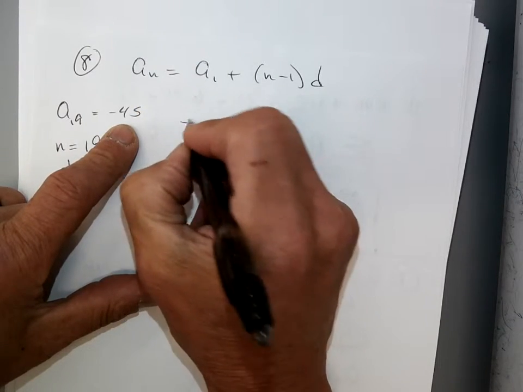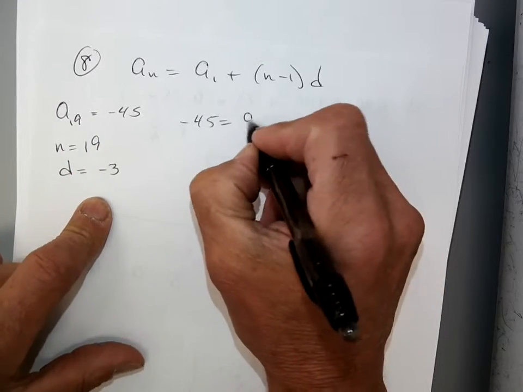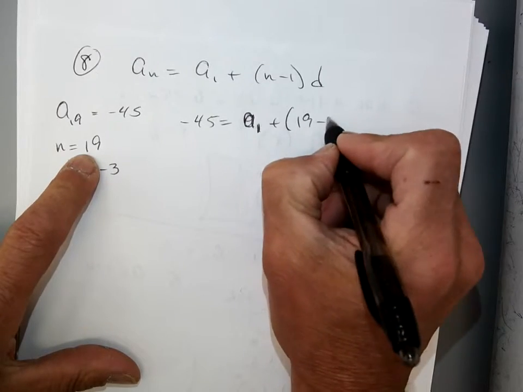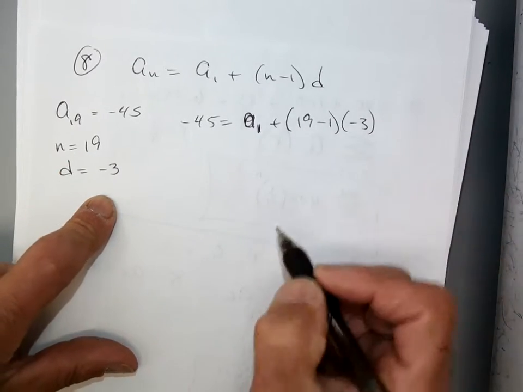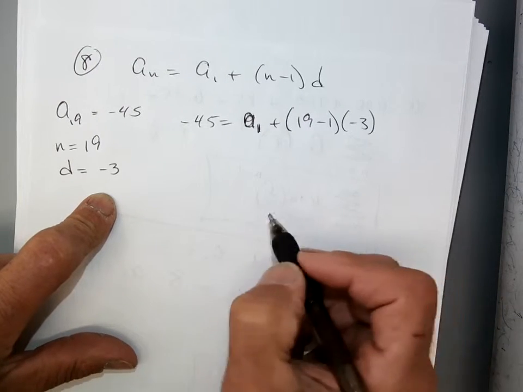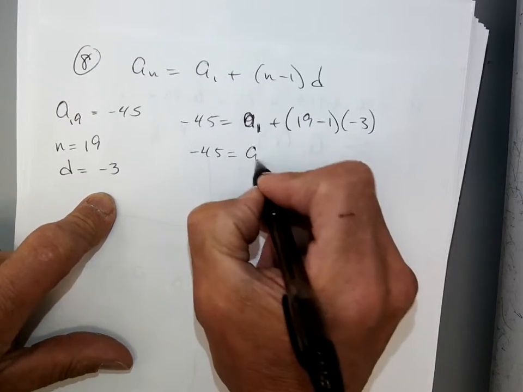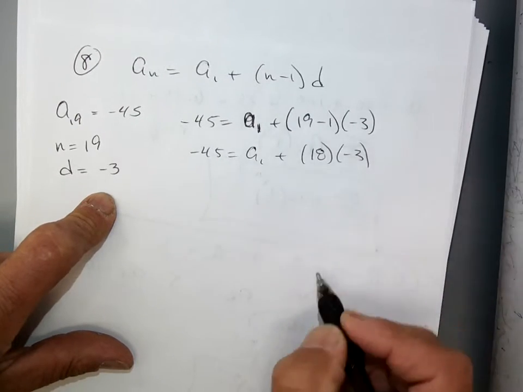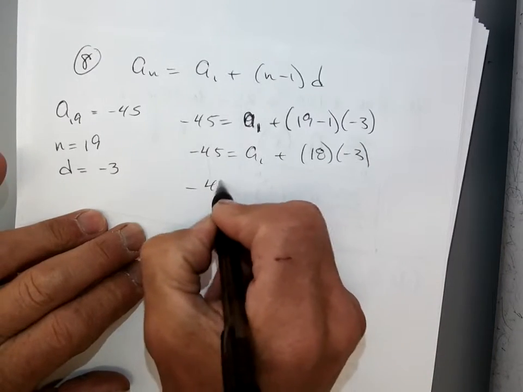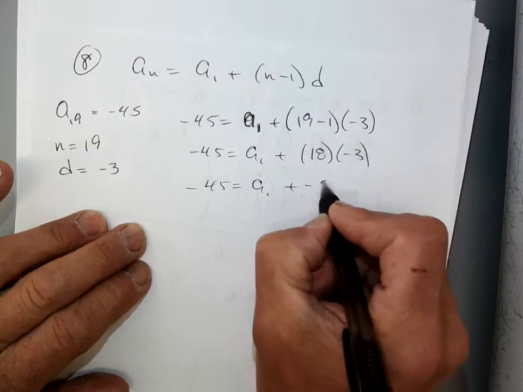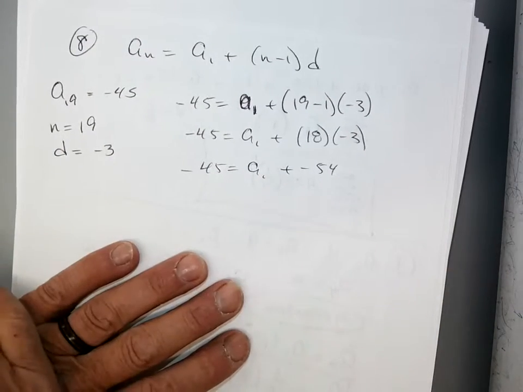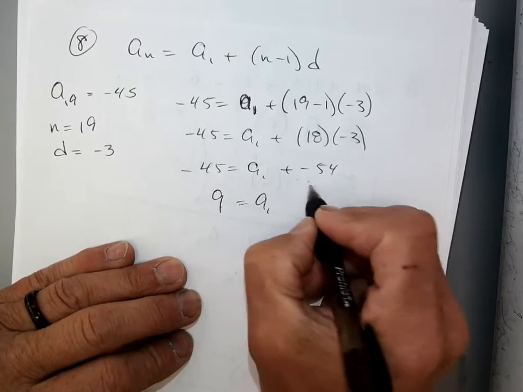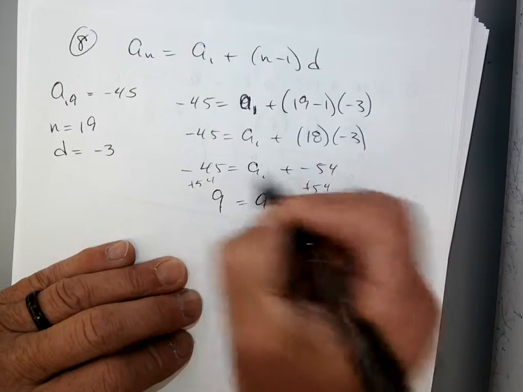So I'm going to go, all right, negative 45 equals A1 plus n, which n is 19, minus 1. I know D is negative 3. Let's just solve for A1. Negative 45 equals A1 plus 18 times negative 3. Yeah, Jace, you said that was negative 54, didn't you? Right? Plus 54, I get 9 for A1, right? So I've got A1, boom.